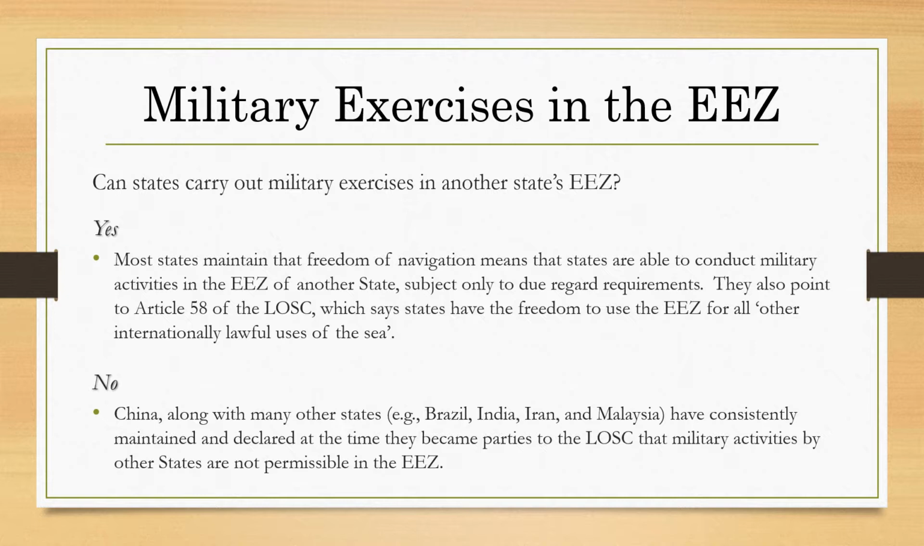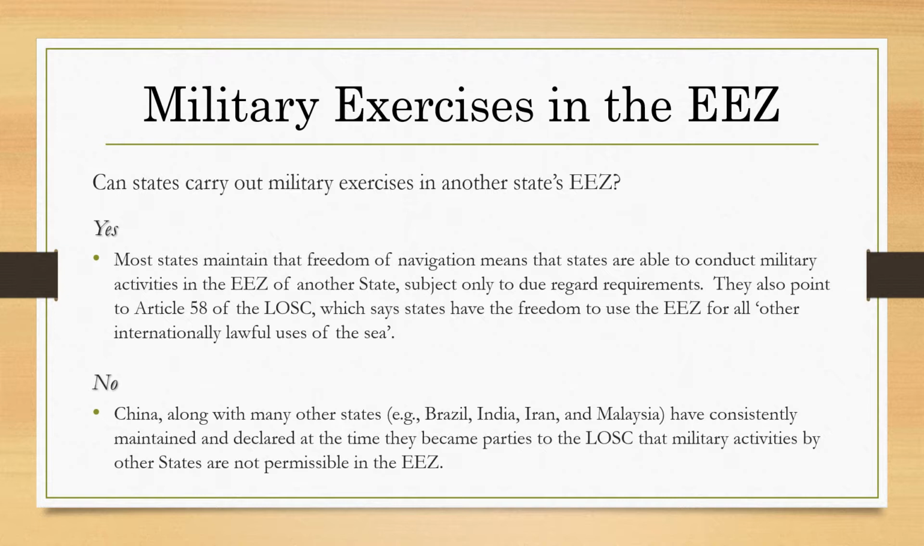But most states, so we've got here the argument from most states, maintain that the freedom of navigation concept, which if you remember, we said applies to the high seas, therefore includes the exclusive economic zone, where it doesn't prejudice the rights and obligations which come under the exclusive economic zone regime. Most states maintain that this freedom of navigation includes the undertaking of military exercises, obviously carrying out these exercises with due regard to the interests of the coastal state and not prejudicing their interests.